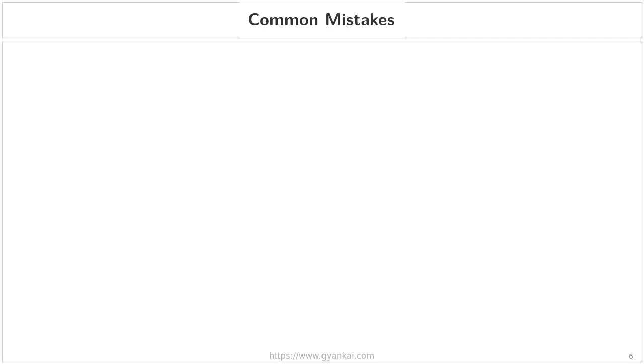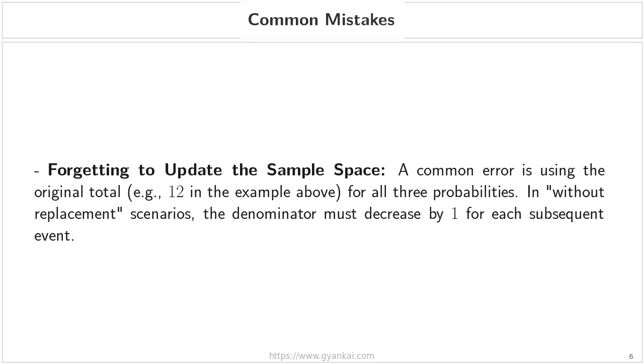Common mistakes. First, watch out for forgetting to update your sample space. This is perhaps the most frequent mistake I see. If you look back at the ball drawing example we just worked through, we started with 12 balls. A common error is to use 12 as the denominator for all 3 probabilities.